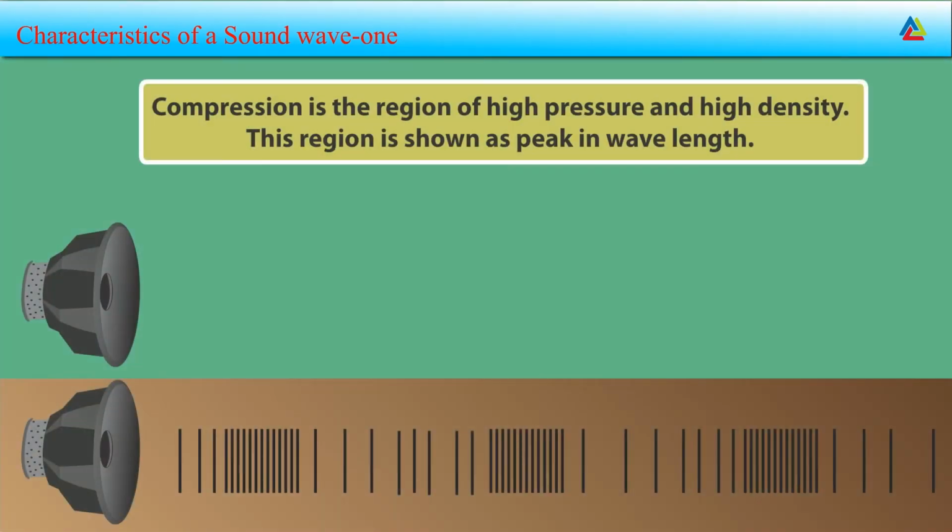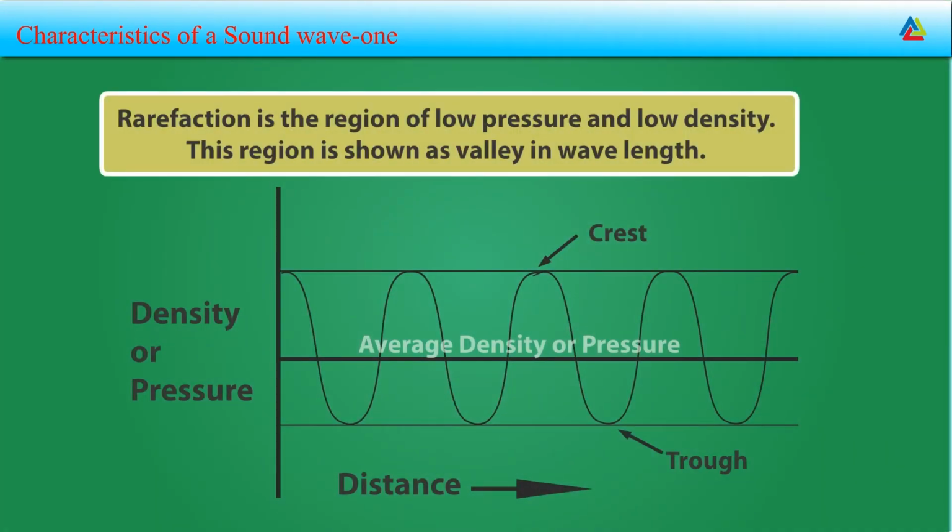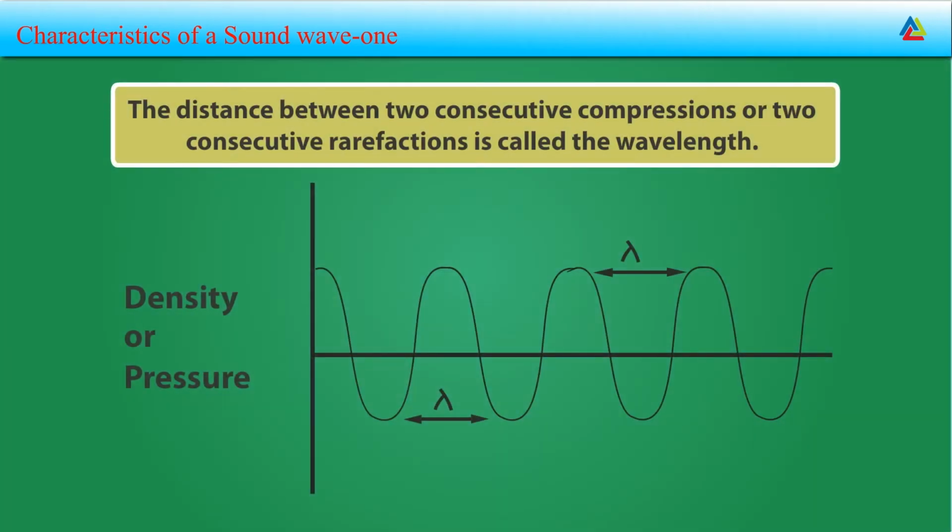As you know, compression is the region of high pressure and high density. The region is shown as a peak in the wave. Rarefaction is the region of low pressure and low density. This region is shown as a valley in the wave. This peak is called the crest and the valley is called the trough of the wave. The distance between two consecutive compressions or two consecutive rarefactions is called the wavelength. The wavelength is usually represented by the Greek letter lambda. Its SI unit is meter.